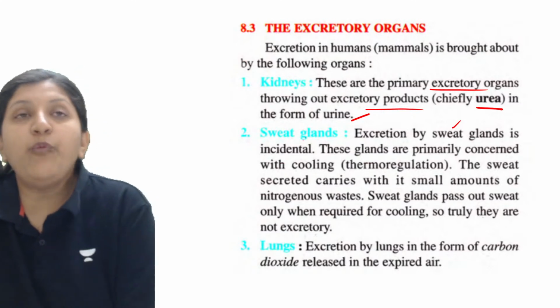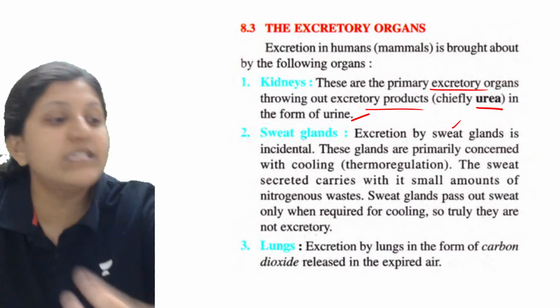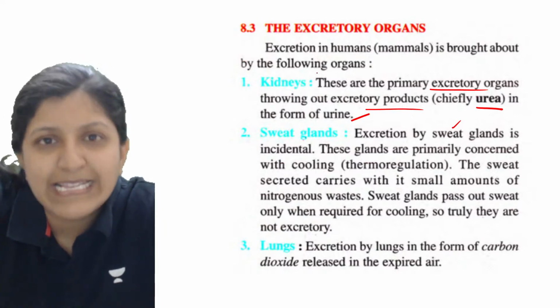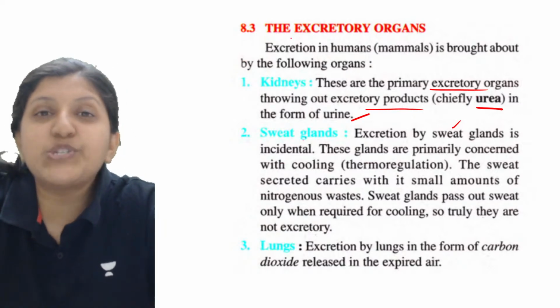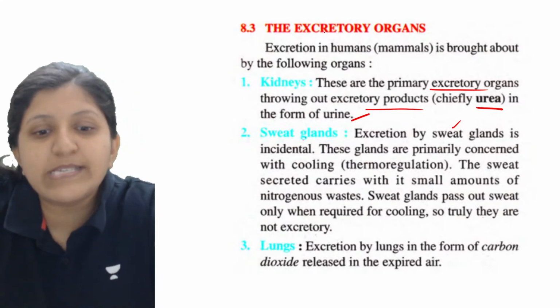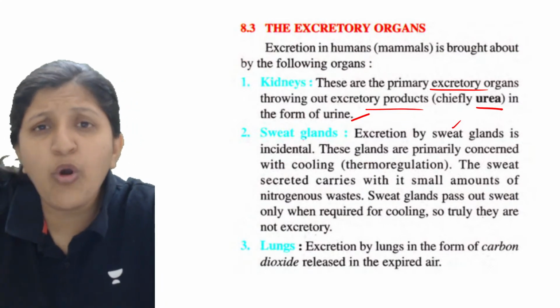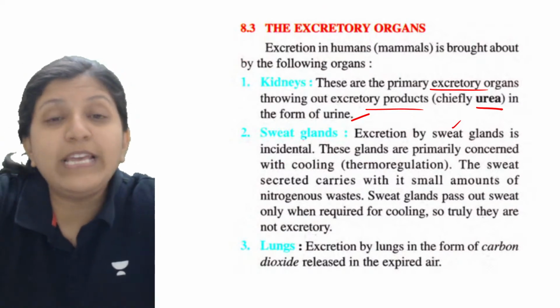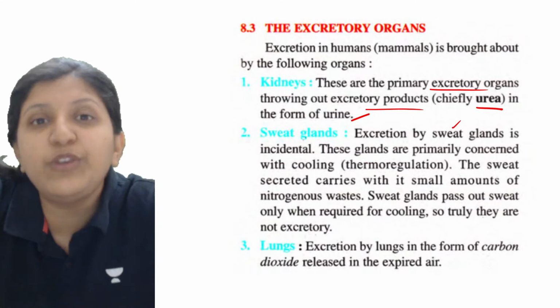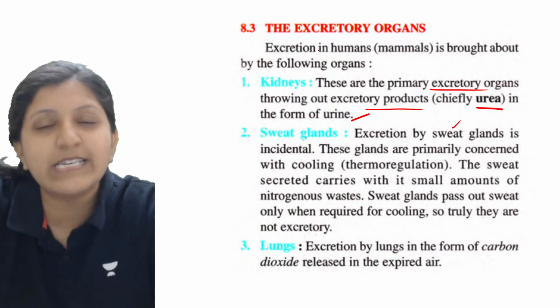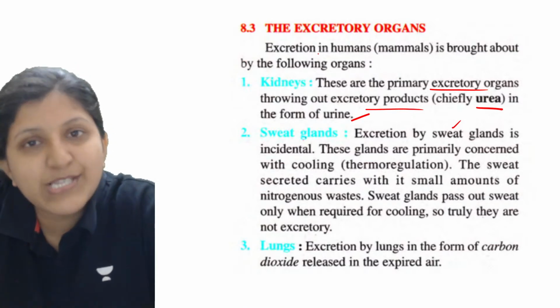Now while the sweat gland is producing the sweat, a trace amount of urea gets removed. That trace amount of urea is there only to form the sweat to cool down the body, not actually to get rid of the urea. And that's the reason sweat glands are actually not considered the main excretory organ.